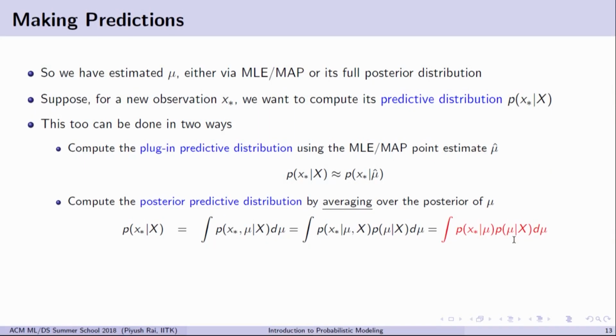Yes, indeed, this is computationally expensive. However, in some cases, the form of these distributions enables us to get a closed form expression, so you don't actually have to do this integral numerically. For this problem of Gaussian mean estimation, P of x given mu is Gaussian, so the likelihood model is Gaussian, and our posterior is also Gaussian. When we multiply two Gaussians and integrate, we get another Gaussian, so we don't have to do this integral explicitly.